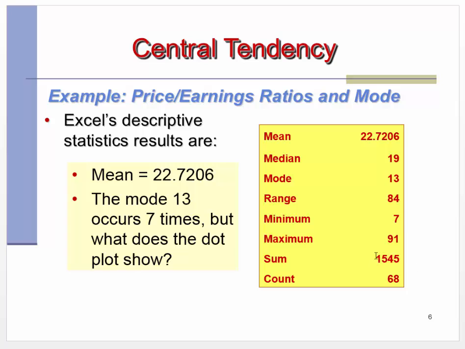Okay. The sum is 1545. That's simply all the values added up, all 68 of them. The count is 68, because there are 68 companies. Notice that if you divide 1545 by 68, what do you get? Exactly, you get the mean, 22.7206. Okay.